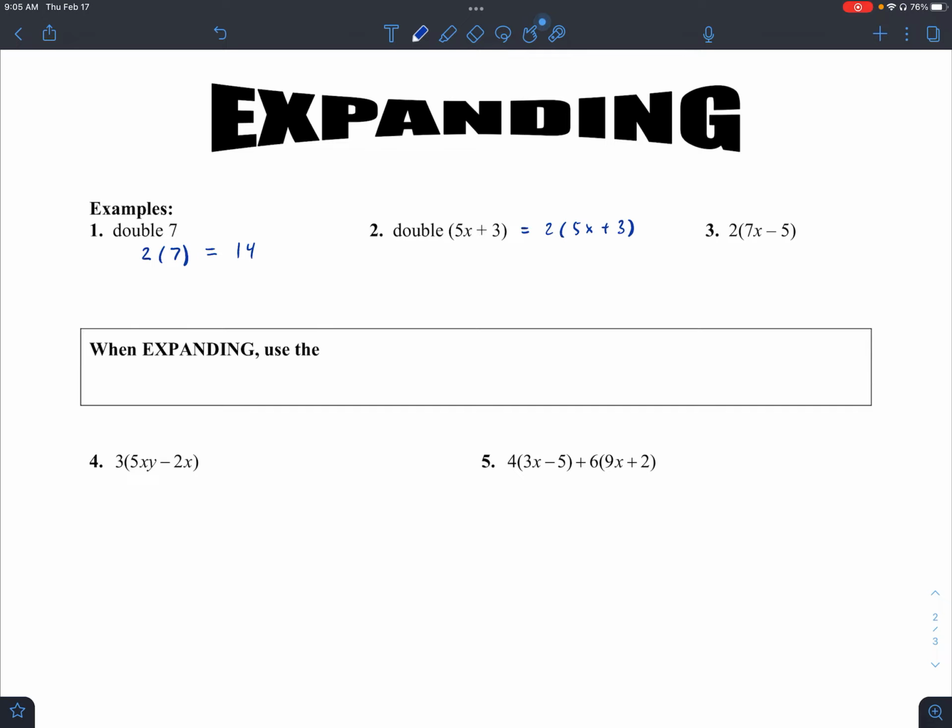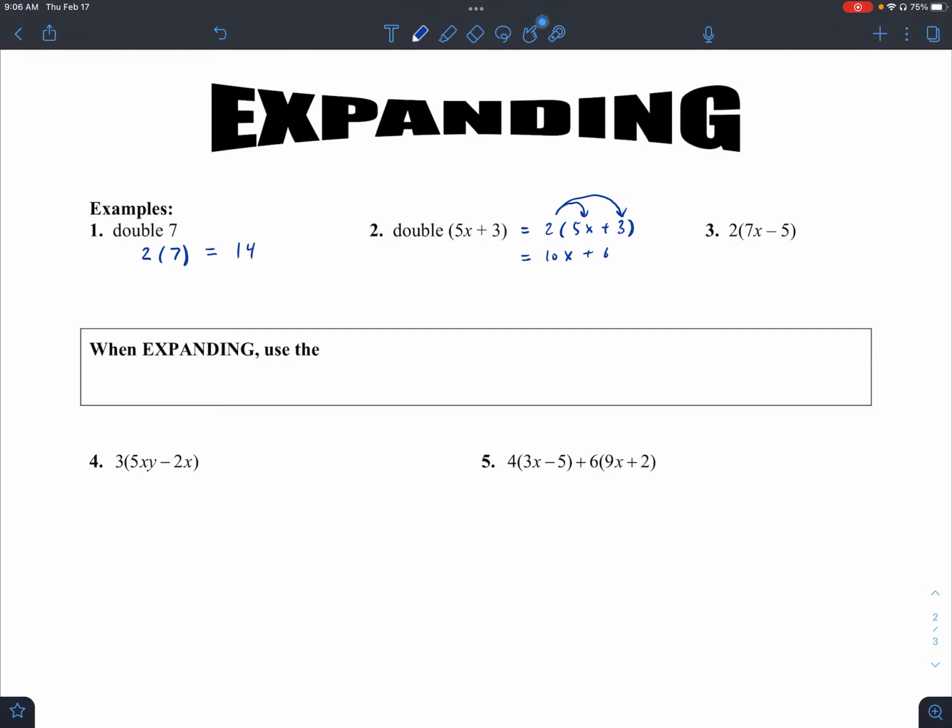Okay, and then if you expand or distribute, what that actually means is you're multiplying this 2 inside the brackets. And when you multiply the coefficient, okay, the 2 and the 5 get multiplied together to get 10x, and the 2 and the 3 get multiplied together to get 6.